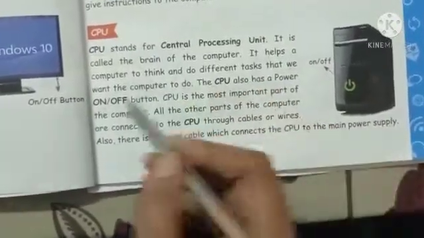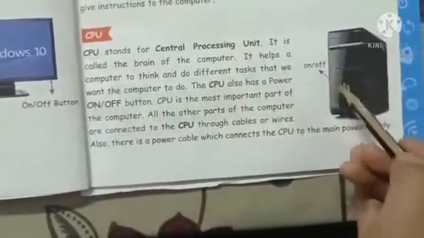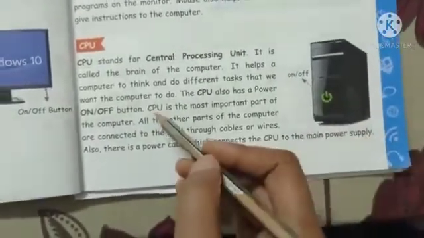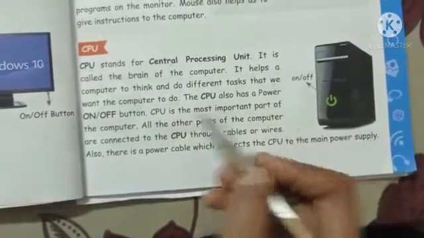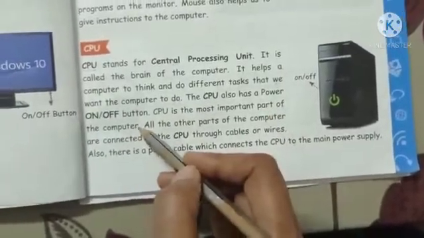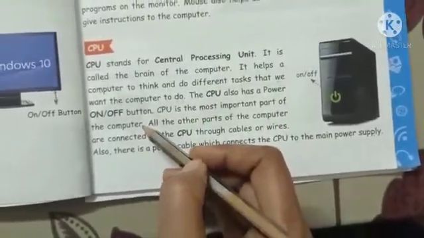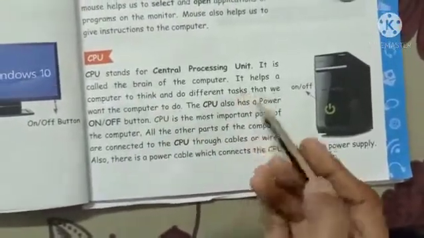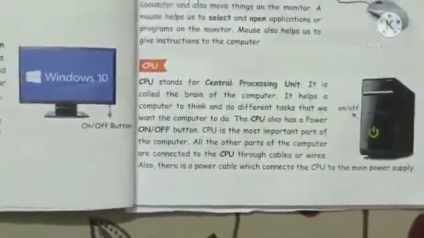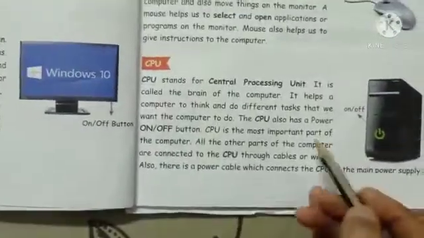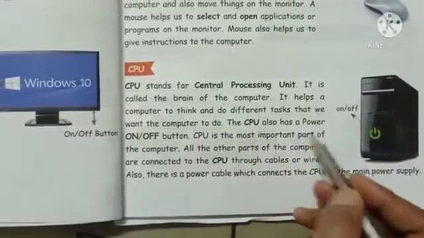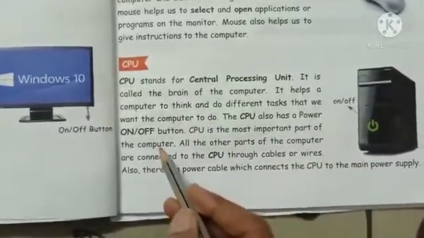CPU also has a power on off button. See, here is a power on off button. CPU is the most important part of the computer. Like our brain helps us to think and do different tasks, na? And that is an important part of our body. So like that, CPU is the most important part of a computer.